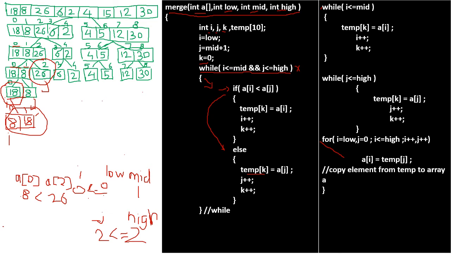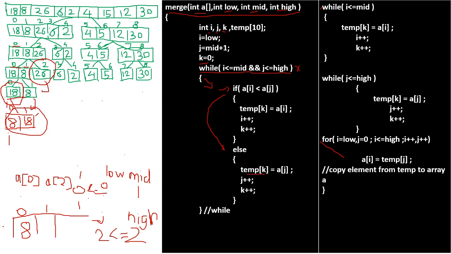Then maintain one temporary array. K value is again 0. On that index, the 0th index, in the temporary array store the a of ith value, and the a of ith value is 8. After that, next is what? I plus plus and k plus plus. K value will be 1 and the I value also becomes 1. Then next is what?